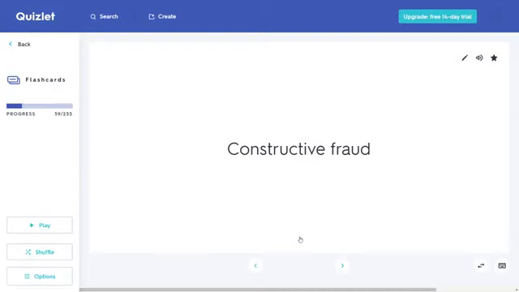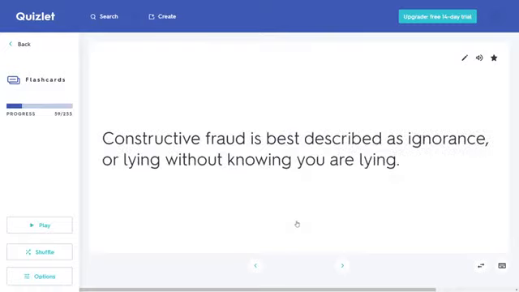Okay, so remember in our last video, we actually talked about the different types of fraud. Well, constructive fraud is another form of fraud, but it's actually less serious than actual fraud. I mean, it's still serious, because it's fraud. But constructive fraud is best described as ignorance, or lying without knowing you're lying.